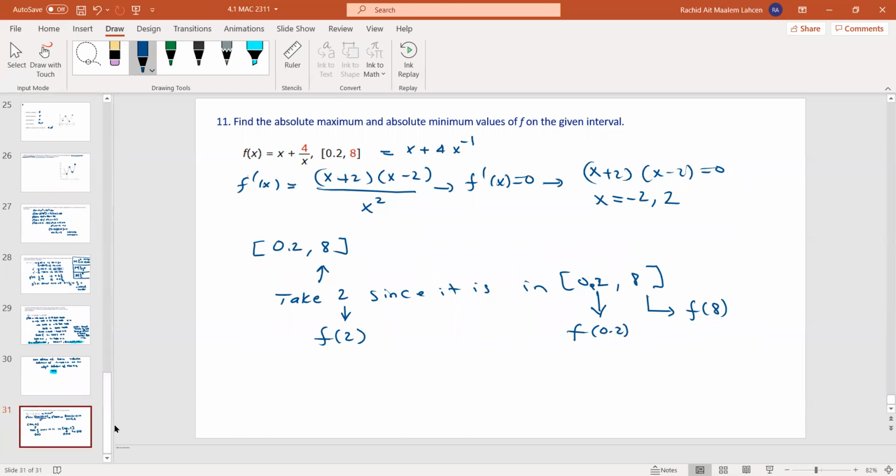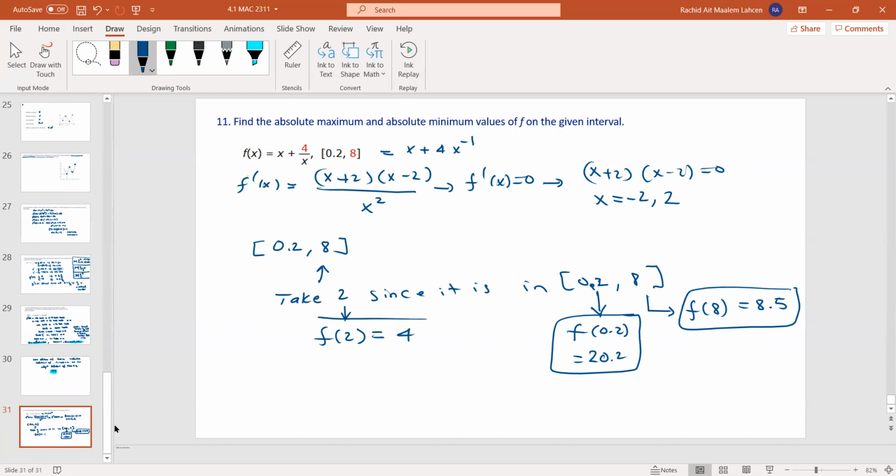So f of 0.2 gives us 20.2. F of 8 gives us 8.5. F of 2 gives us 4. So what does this mean? 20.2 is the highest, so that's a maximum value. And comparing the 4 with the 20.2 and 8.5, this is the absolute minimum. So 20.2 should be the absolute maximum for this interval.